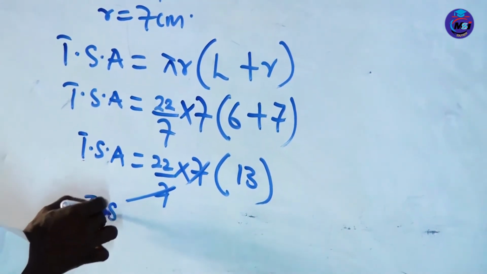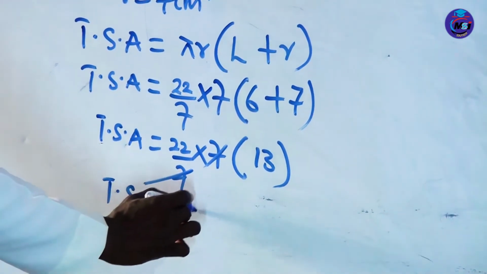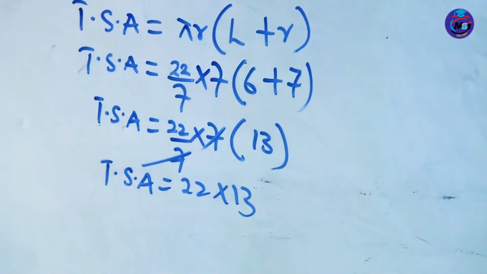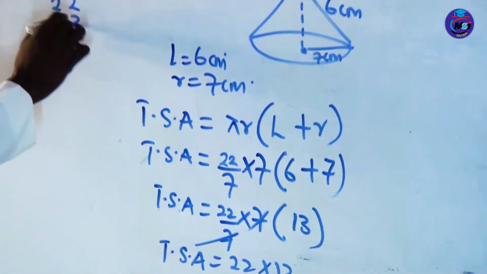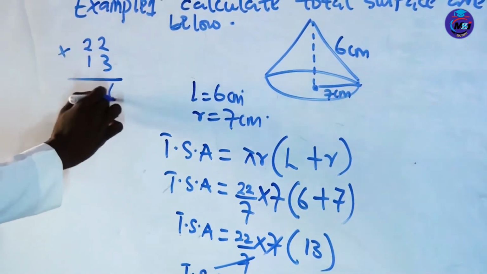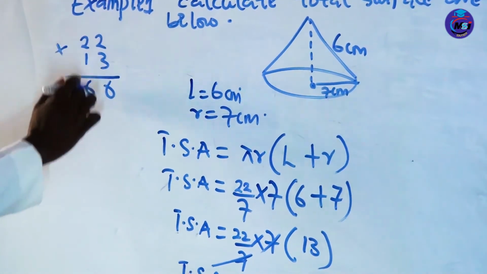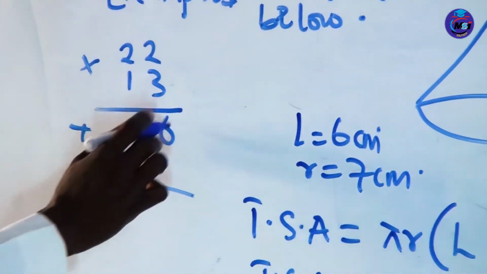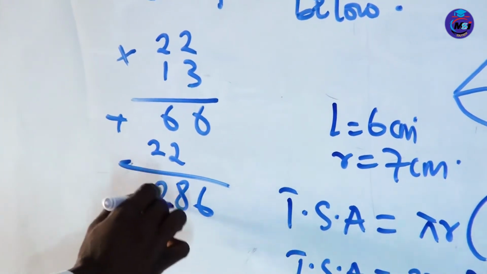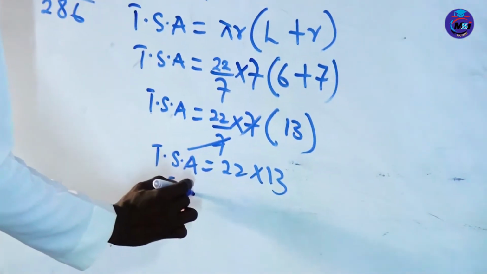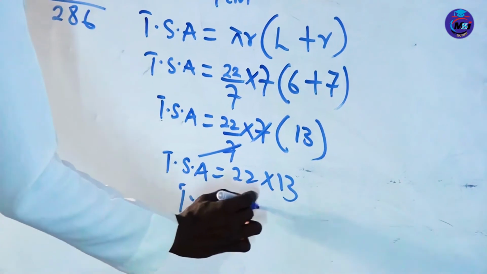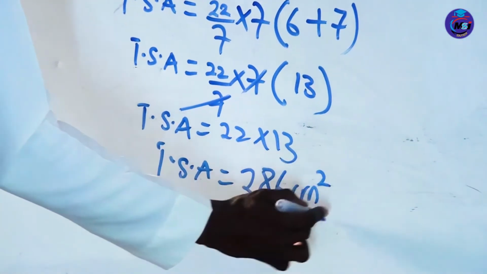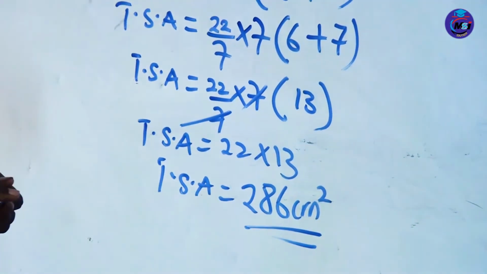We have total surface area to be 22 times 13. So let's see 22 times 13. We have 22, 13. 3 times 2, 6. 1 times 2, 2. So we add it together, 6, 8, 2. So this will give us total surface area will be 286 centimeter square. Remember, we are looking at area.